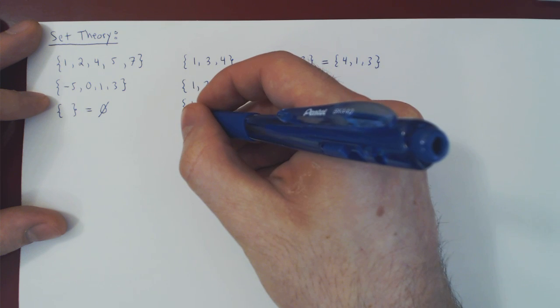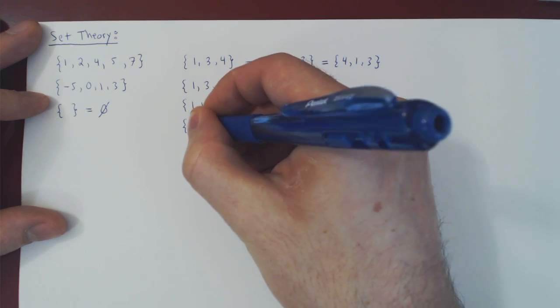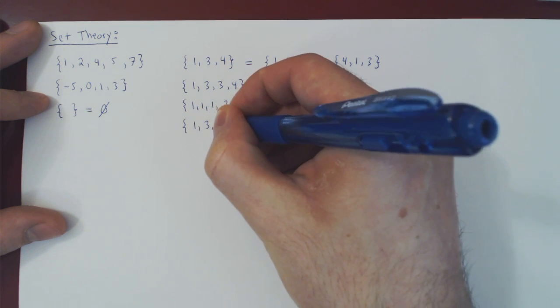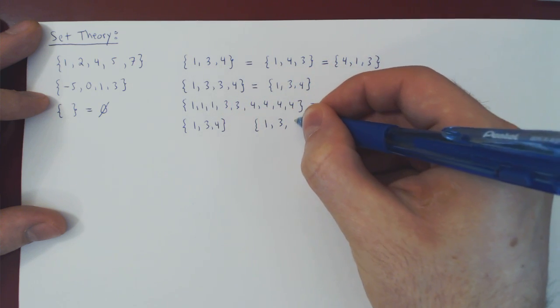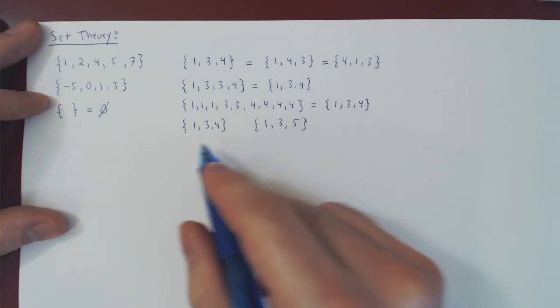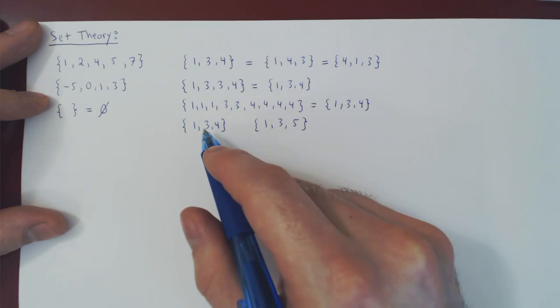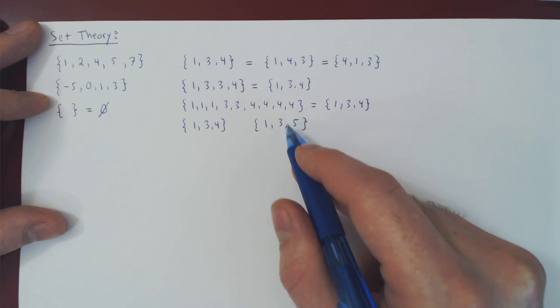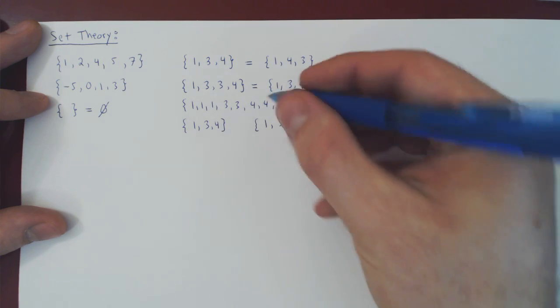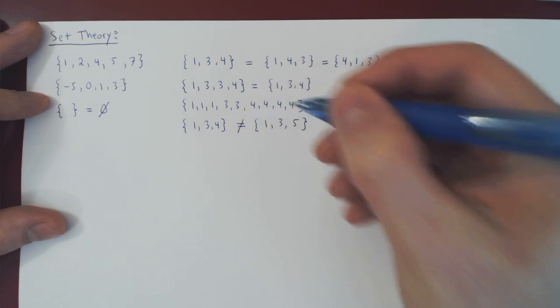Of course, if you give me the set 1, 3, 4, and the set 1, 3, 5, those are not equal, as they do not contain the same elements. This set contains the element 5, this one doesn't, and because of this, they're not equal.